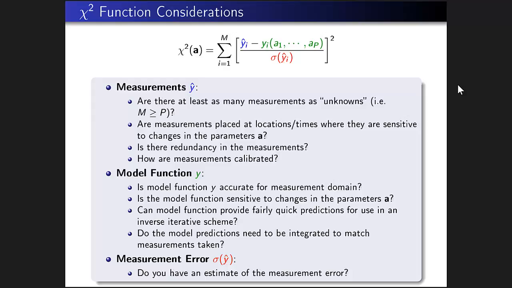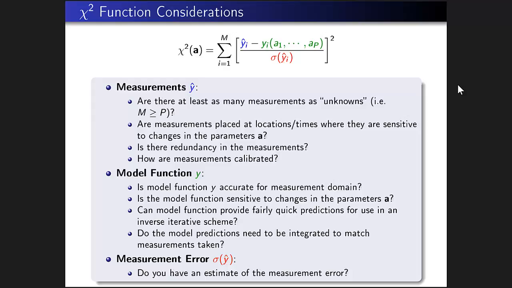For the model function shown in green, is this model function accurate for the measurement domain? We saw that for the standard diffusion approximation, we need that scattering, mu S prime, is much greater than mu A, there's a lot of scattering in the problem. It also applies to problems in which you're not too close to the source. So you have to consider that.